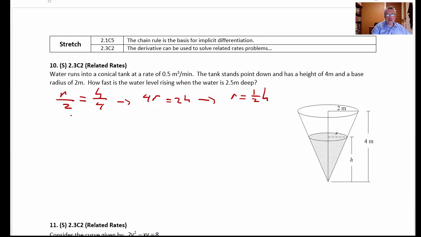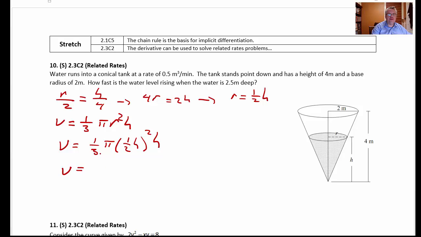Now, once we find that relationship, we're going to plug into the volume formula for a cone, which is V equals 1/3 pi R squared H. If we substitute in for R, we get V equals 1/3 pi times (1/2 H) squared times H. Let me simplify this. We get V equals 1/3 times 1/4, which is 1/12 pi H cubed. So we have to do some work to get our formula.